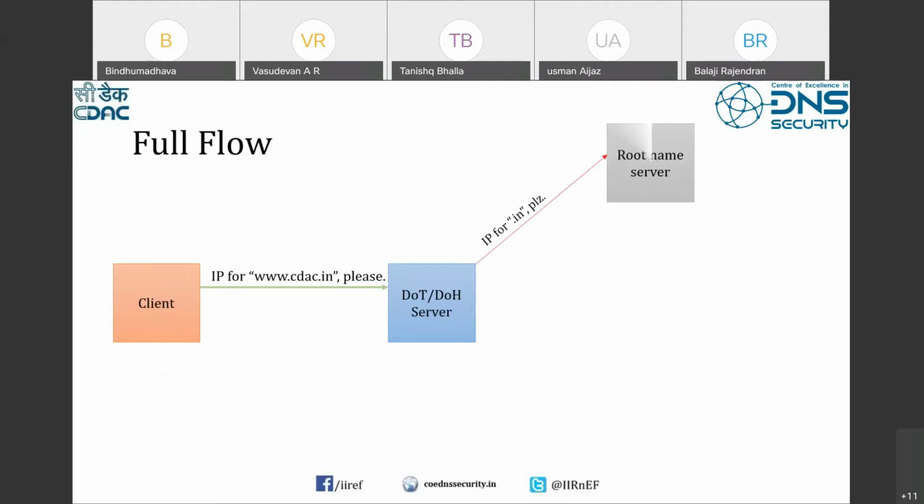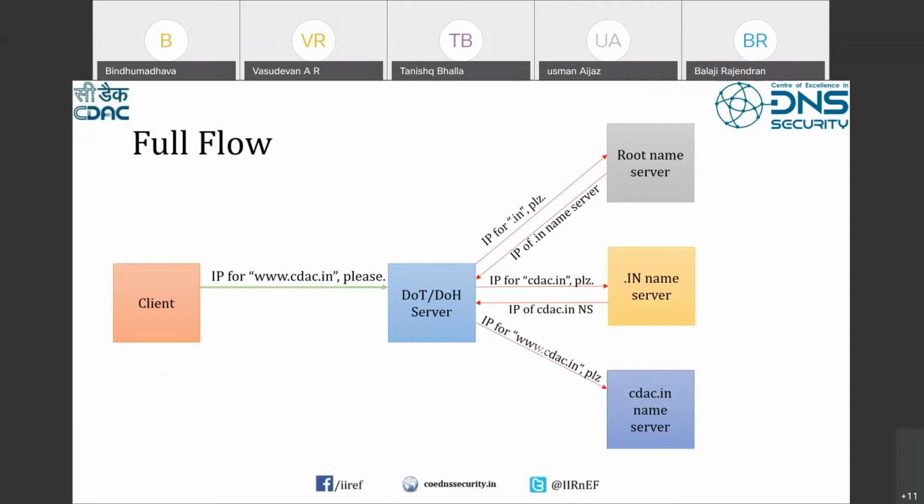So the next step will be similar to our usual query retrieval. DoT or DoH will connect to a root name server for .in. Then once it gets the .in name server IP, it will connect to the .in name server and ask for the cdac.in name server. And once it gets the cdac.in name server, it will connect to cdac.in and then ask for www.cdac.in. And once it gets the IP, finally it will return the IP to the client on a secure line.